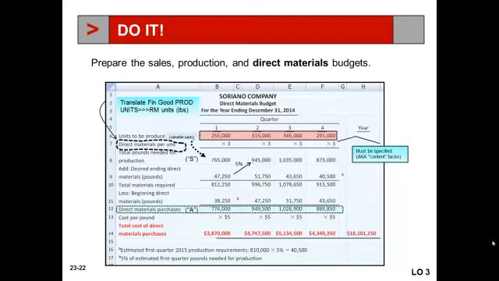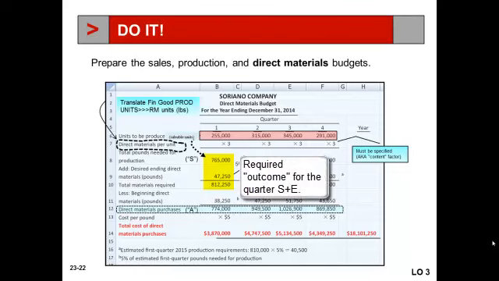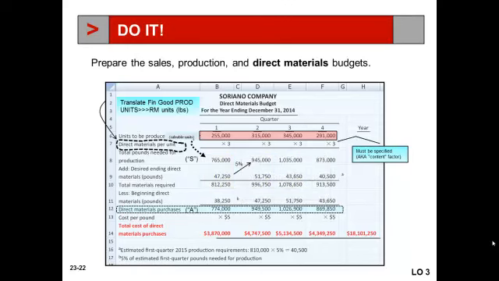Add up total pounds to be consumed, 765, plus our ending inventory of 47,250 gives us our S plus E, our total outcome, 812,250 pounds. How is that sourced? Beginning inventory, 38,250, and we back into our additions or our purchases for the quarter, 774,000 pounds of raw materials required to be purchased in the first quarter.